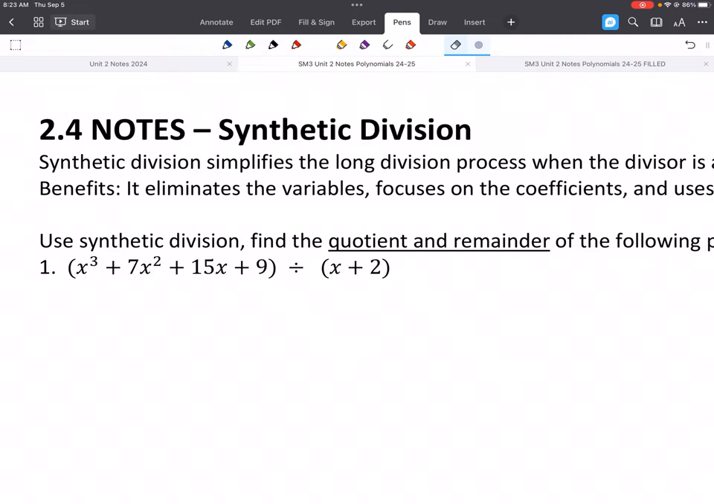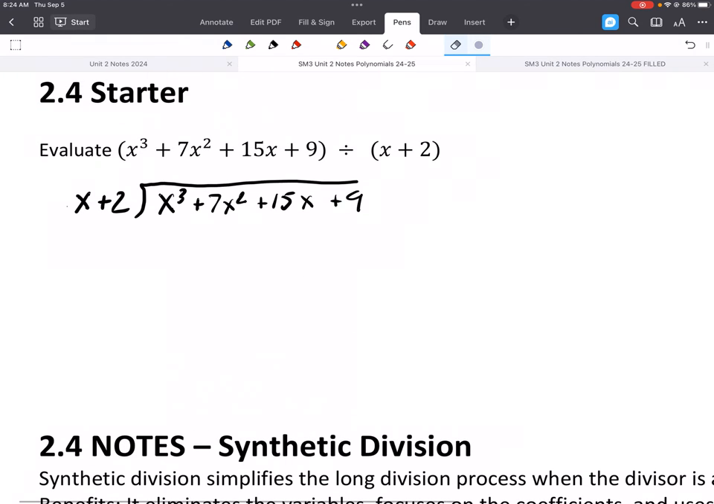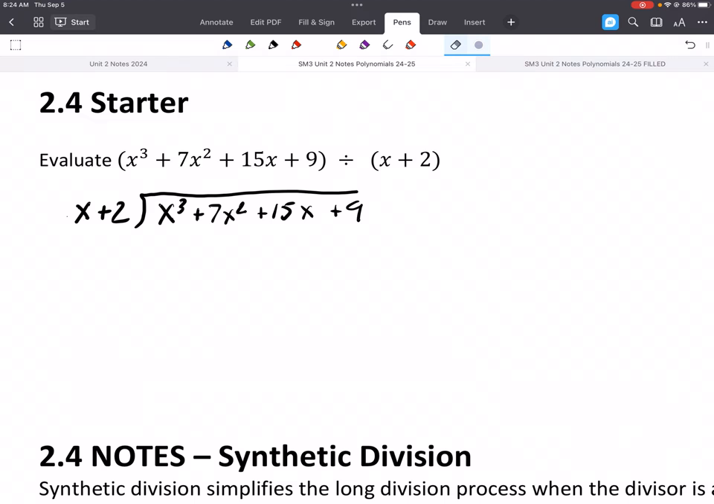All right, everybody, this is 2.4. We're talking about synthetic division. So last time we did long division. We're going to do a quick review of that so that you can compare which you prefer, okay?